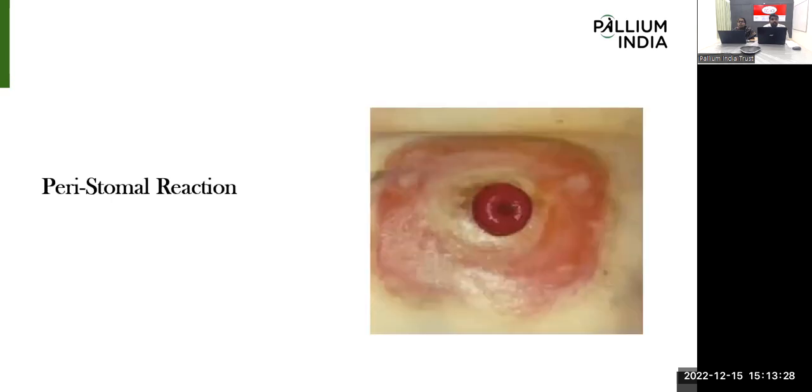Then this one is the peristomal reaction. The peristomal area means the nearest, surrounding area of the colostomy. This peristomal reaction mainly happens because, as we all know, through the colostomy the fecal matter, oozing and other waste discharge come out. These discharges continuously get in contact with the peristomal area, which causes the peristomal reaction, skin excoriation and skin irritation.